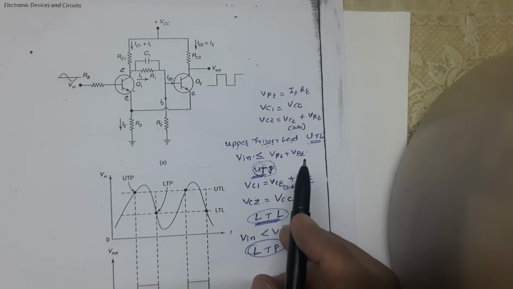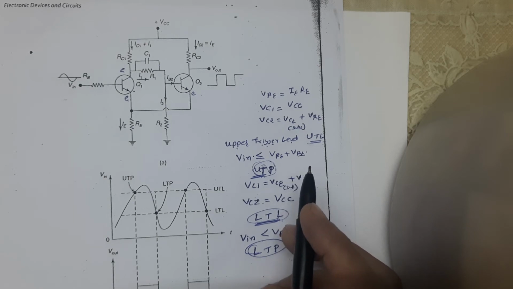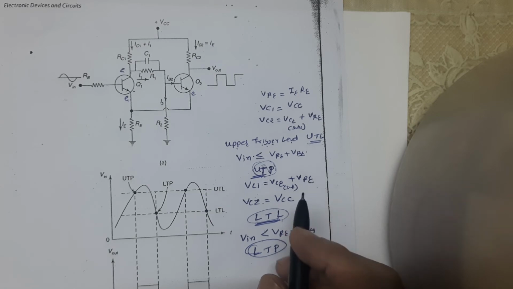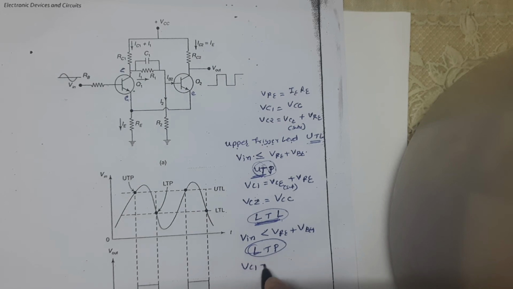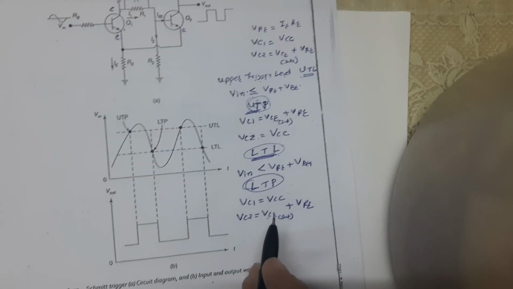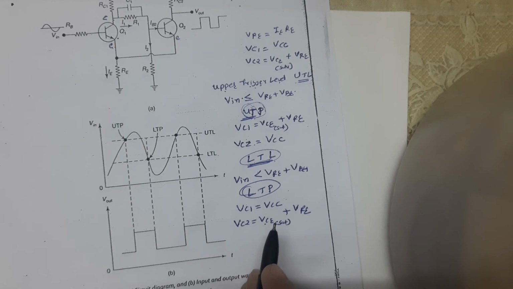Then Q2 is very quickly driven into saturation, that means switched on, and Q1 is cut off, that means Q1 is now in the off condition. At this instant, the collector voltage levels are Vc1 equal to Vcc and Vc2 equal to Vce saturation plus Vre. No change in state will occur. I repeat, no change in state will occur during the negative half cycle of the input voltage.